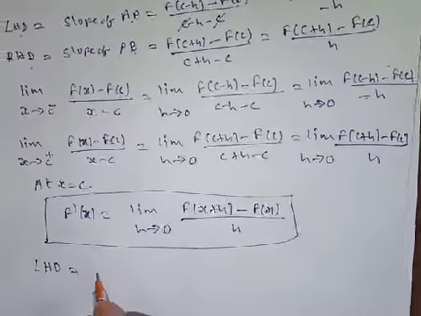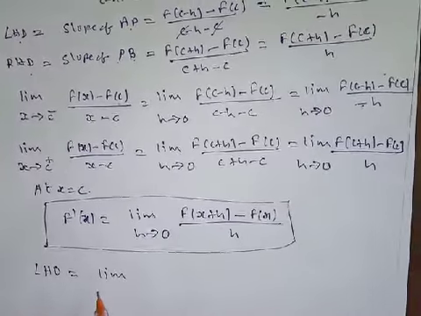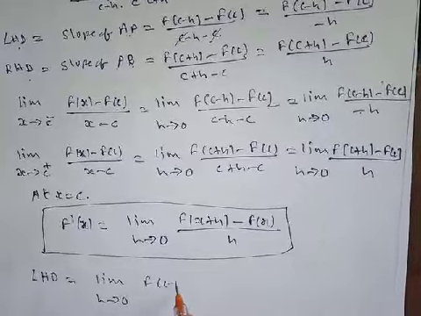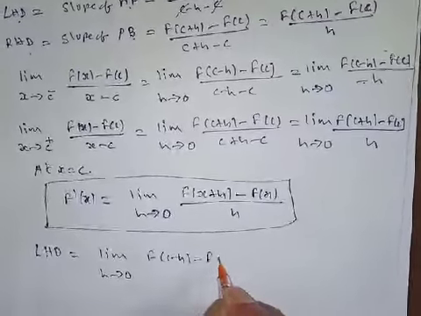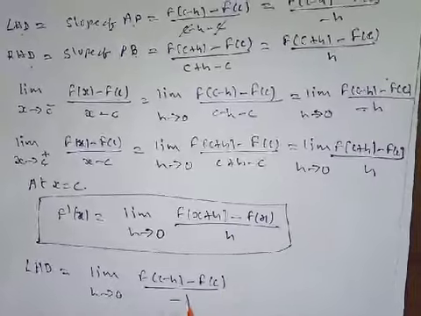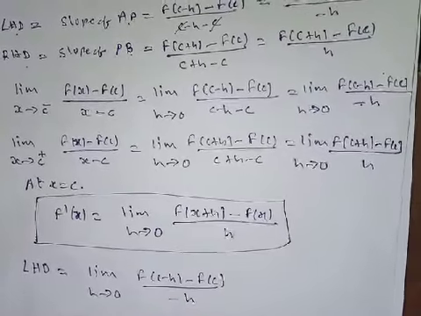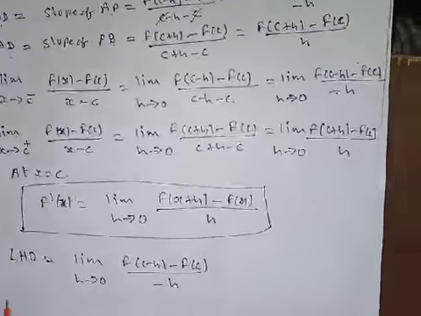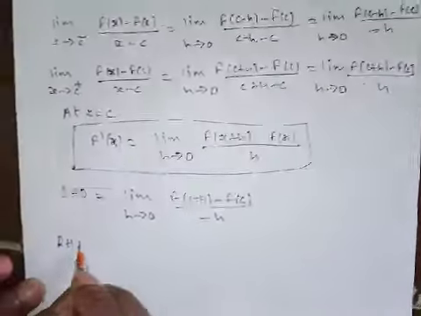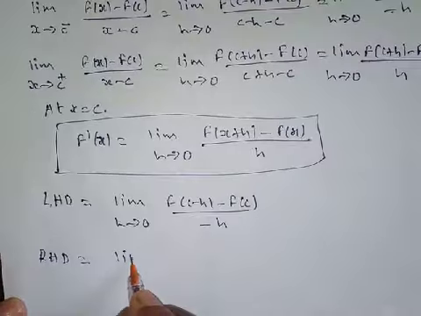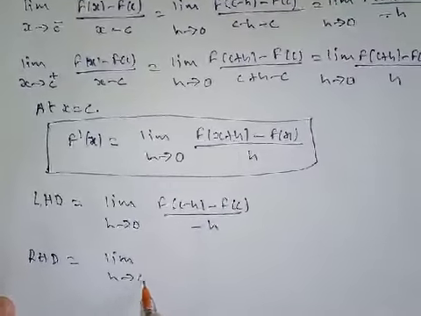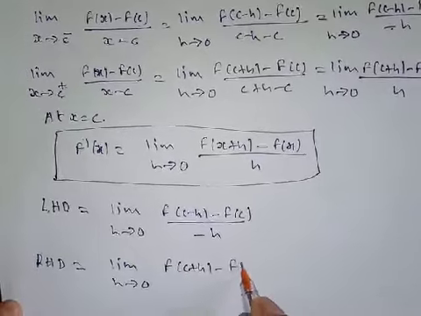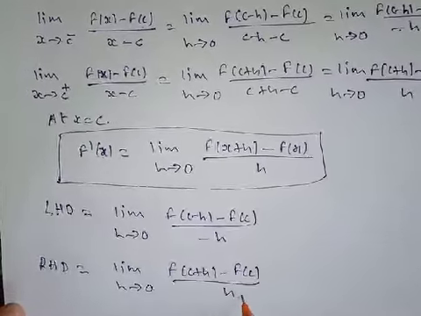So we can find LHD as limit h tends to 0, f of c minus h minus f of c upon minus h. This is LHD, left hand differentiability. Now right hand differentiability is limit h tends to 0, f of c plus h minus f of c upon h.